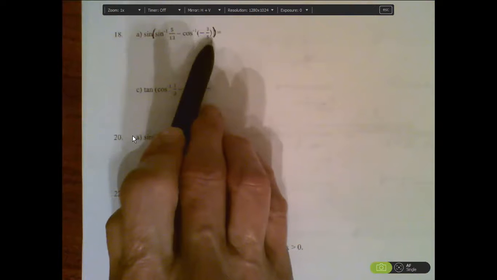Number 18 may be the ugliest problem I've seen in my life. The sine of the quantity, I'm saying quantity because it's the sine of this big old thing, the sine of the quantity inverse sine of 5/13 minus inverse cosine of -3/5. Does that look like anything we have seen in the past week? Does it look familiar at all?